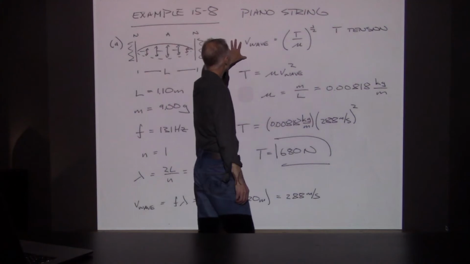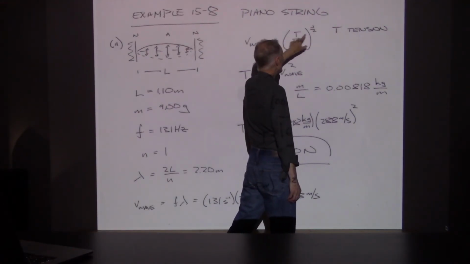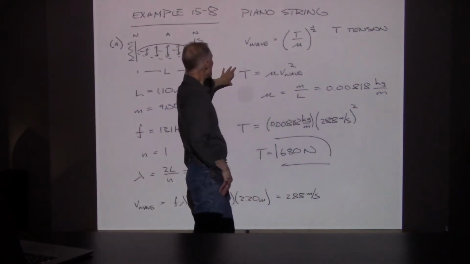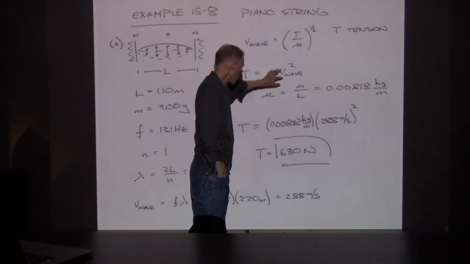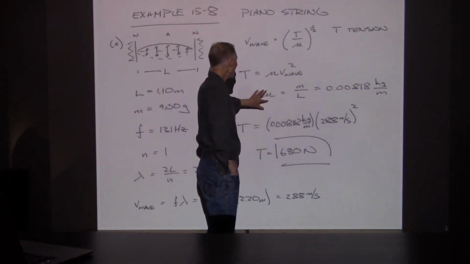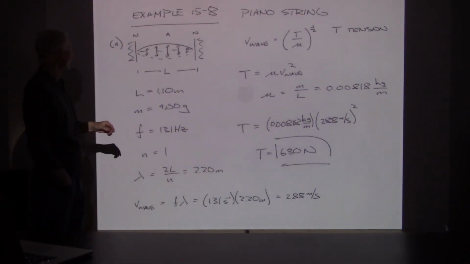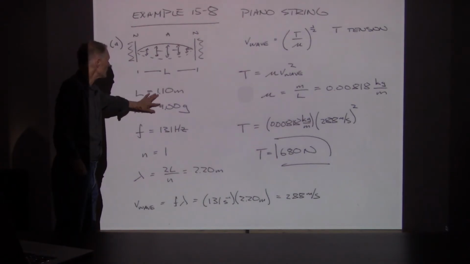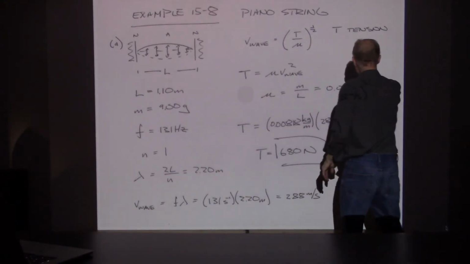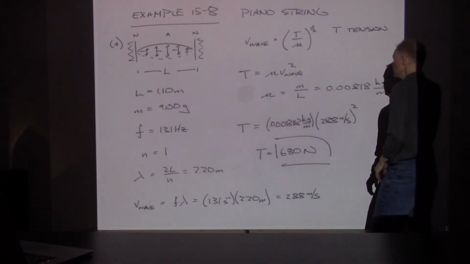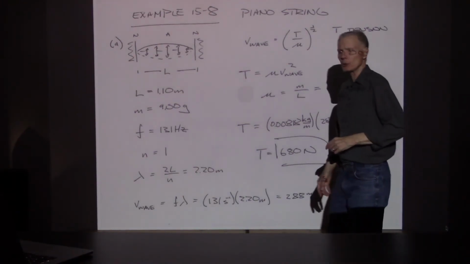The wave speed, we said, is related to the tension and the linear mass density. So let's solve this for tension. T then we can calculate as mu times v wave squared. We got the wave speed. What we have to do now is get that linear mass density. And that's going to come from taking the m and dividing through by the L. And that gives 0.00818 kilograms per meter. Plugging that in, we end up with a tension of 680 newtons.